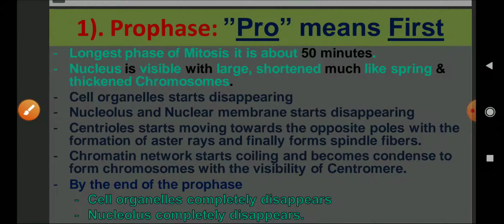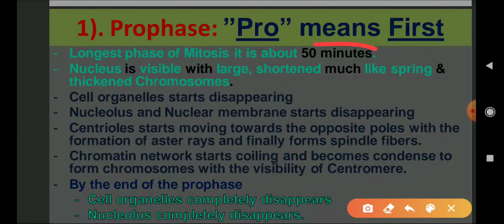What is the meaning of pro? Pro means first. It is the first phase of mitosis and it is the longest phase. How many minutes is it? It is 50 minutes. This is a 1 mark question: which is the longest phase of mitosis?